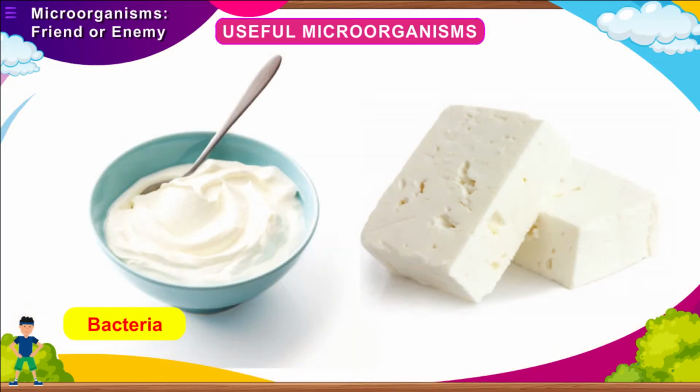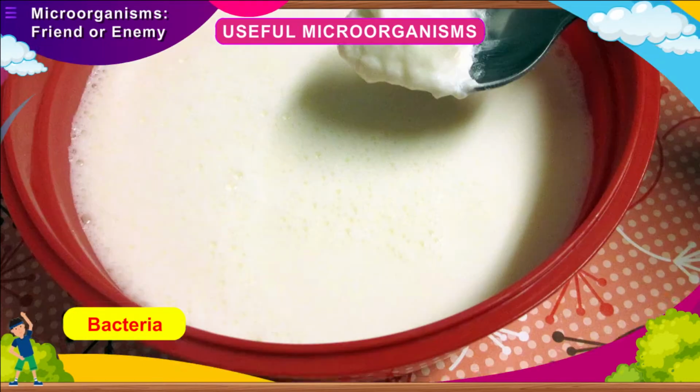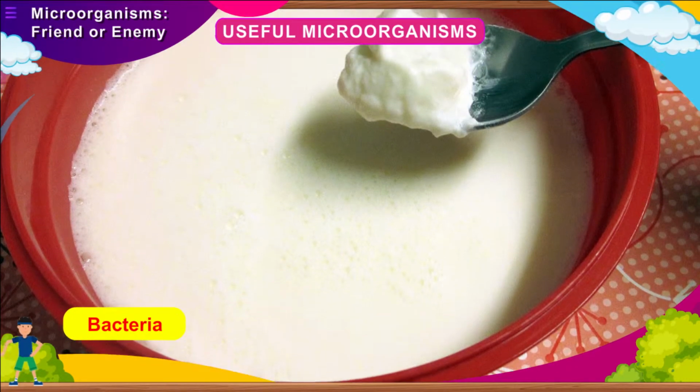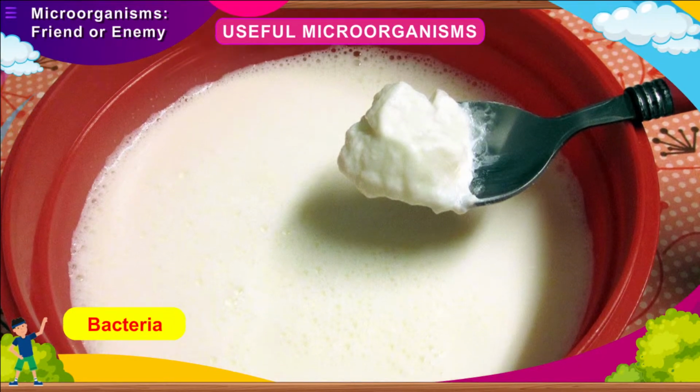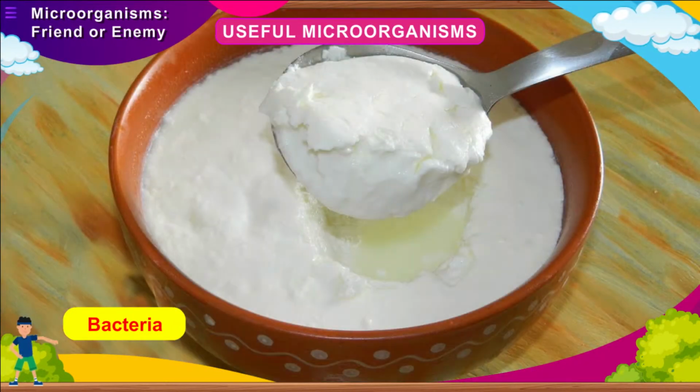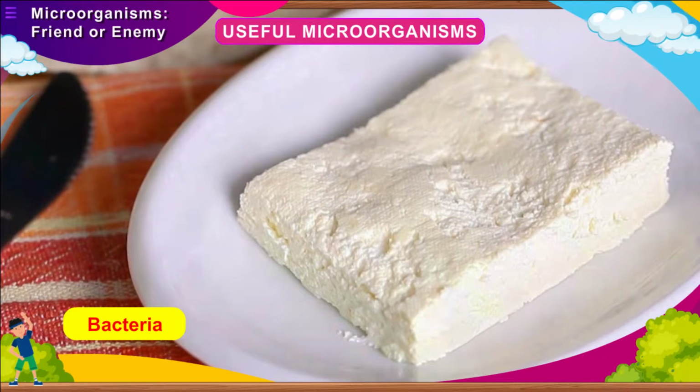They help in making food items like curd and cheese. A small amount of curd, called starter, which contains lactobacillus bacteria, is added to the milk. A few hours later, this milk changes into curd. Cheese is also made by curdling of milk using lactobacillus bacteria.